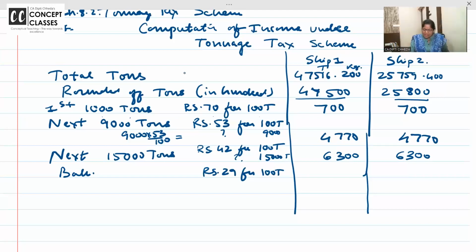But how much is the balance here? Above 25,000. I'll write here first. 47,500 minus 25,000, so it becomes 22,500, into 29 by 100. Correct? For 100 tons it is 29, so for 22,500. How did 22,500 come? Balance tons above 25,000.